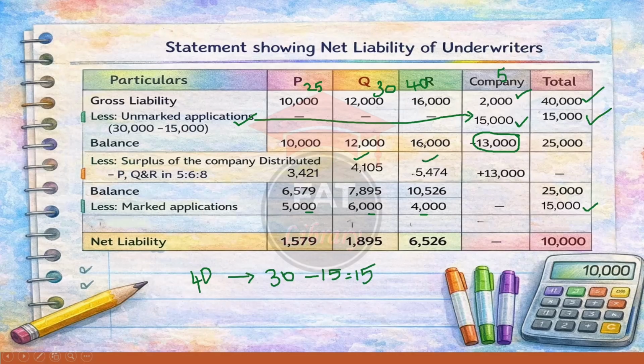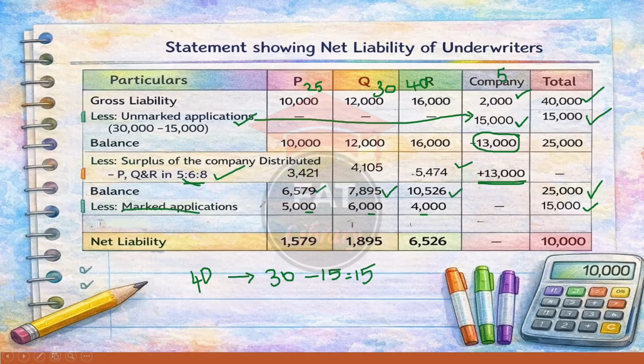Okay. So here in case of P, Q, R we are dividing in the ratio. You can take 5 is to 6 is to 8. So based on their gross liability, the ratio has been considered. Okay, 13,000 we have distributed. Now balance is 6,579 in case of P, 7,895 in case of Q, and 10,526 in case of R. So totally 25,000 is the balance.